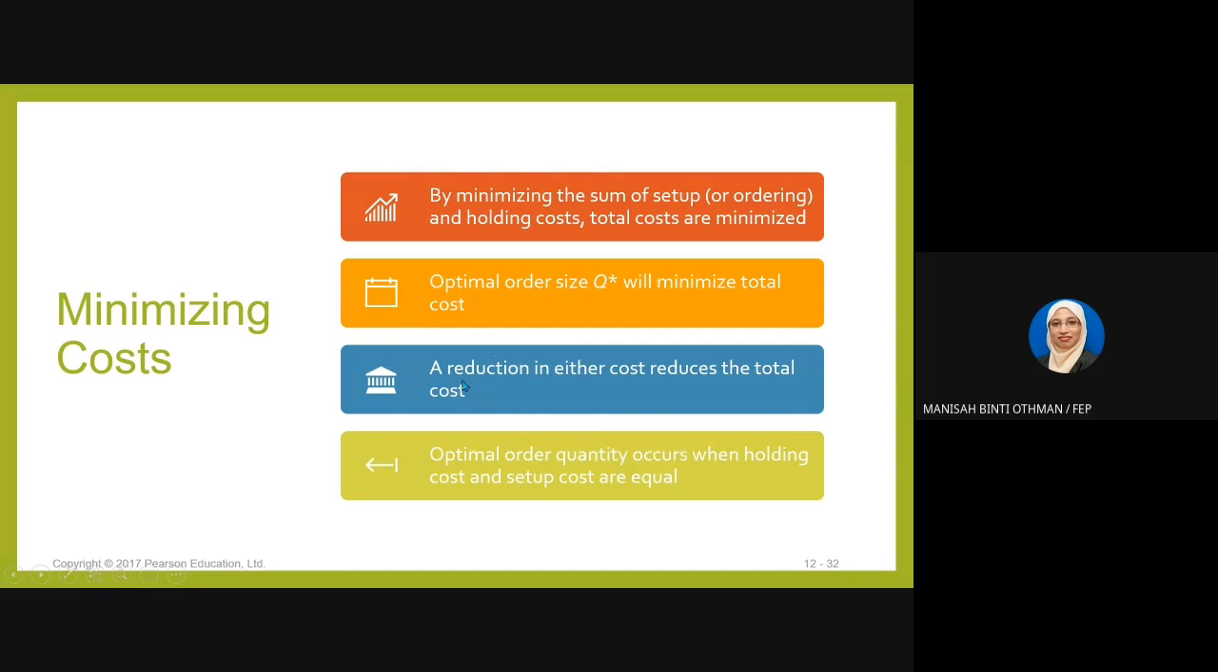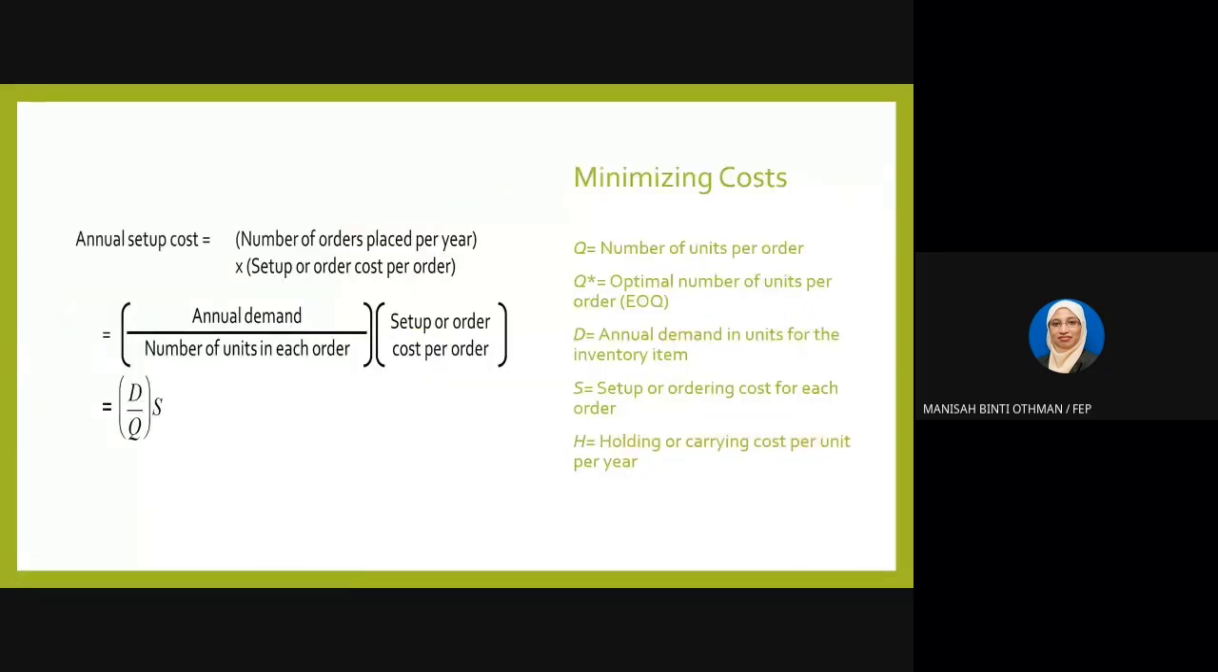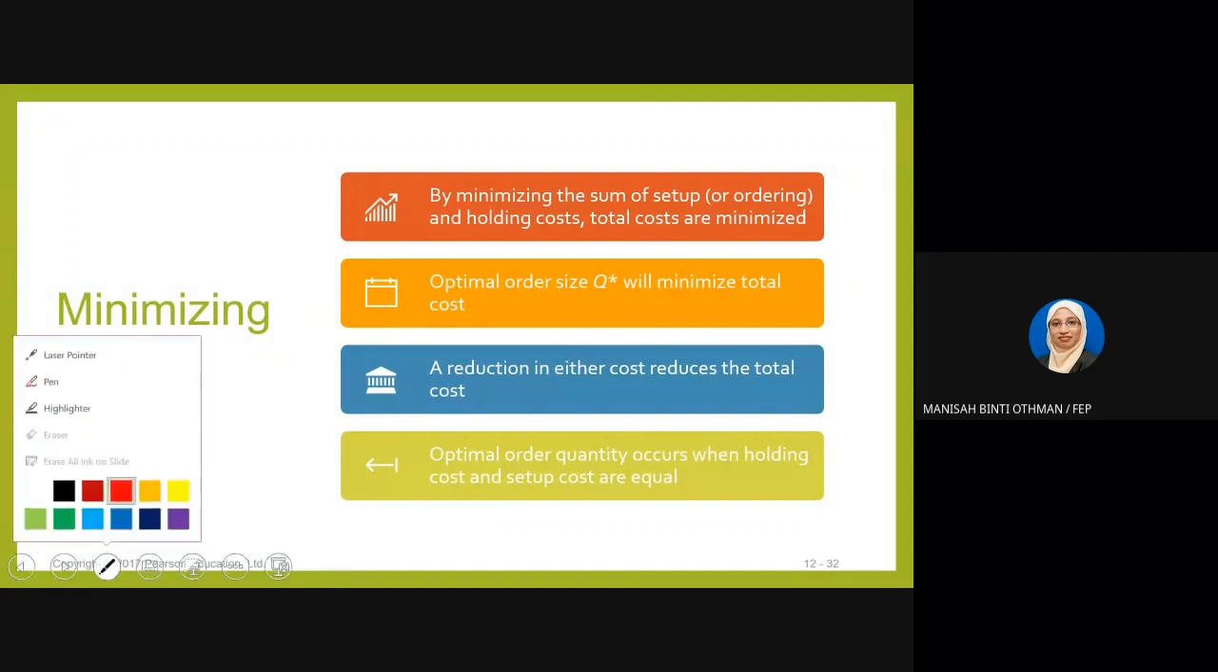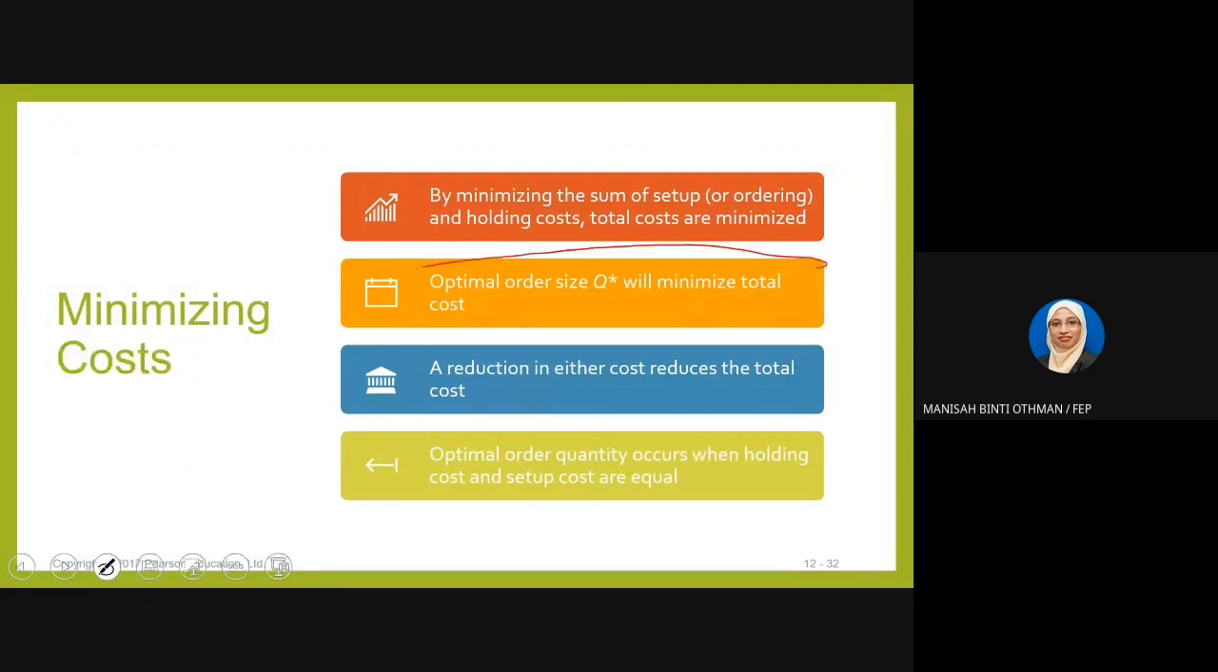Any reduction in either cost, either holding or ordering cost, will reduce the total cost. But the thing that you should remember is that this is the EOQ, when there is the minimum total cost. And also that the optimal order quantity is when holding cost is equal to setup cost.